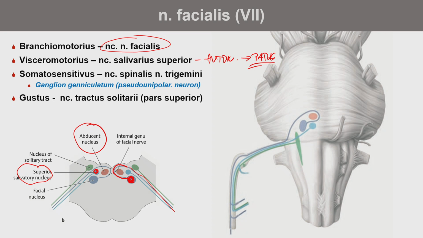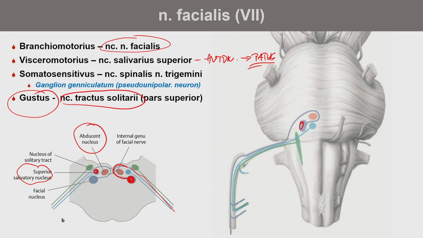And then it has some somatosensitive part, which is very rudimentary, and it goes to the spinal part of the trigeminal nucleus. And the last function, which is very important, is gustus, so taste, and taste goes to the nucleus tractus solitarii, pars superior, the superior part. So here we have those nerves.